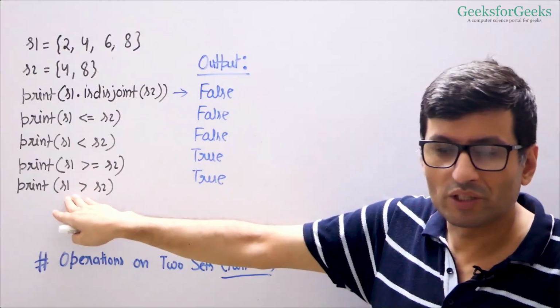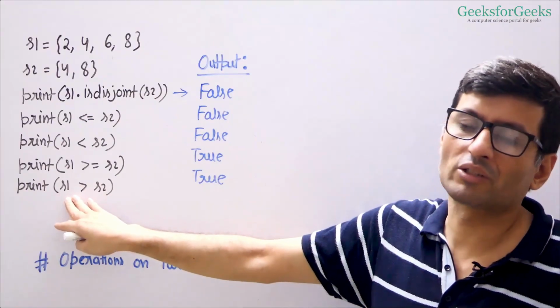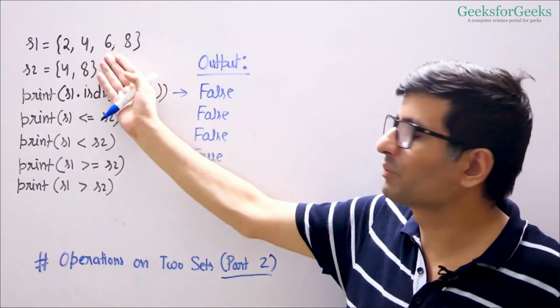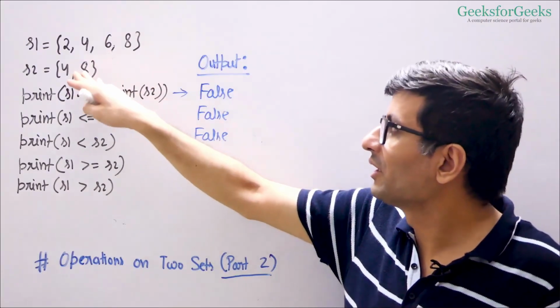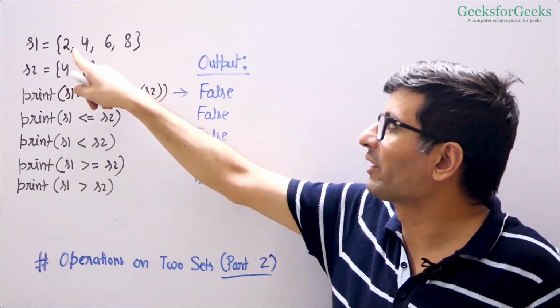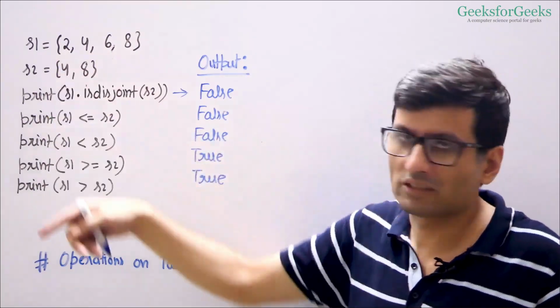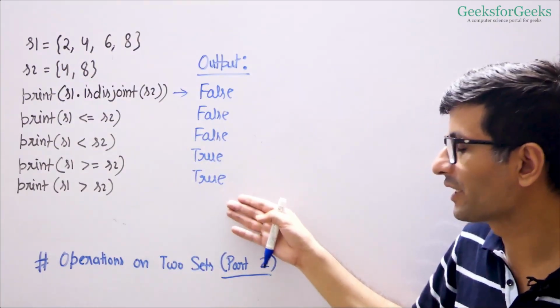And this tells you whether S1 is a proper superset of S2 or not. And this is a proper superset of S2 also because it has some extra elements as well, right? 6 is extra, 2 is extra. So it's a proper superset. So we again get the answer as true.